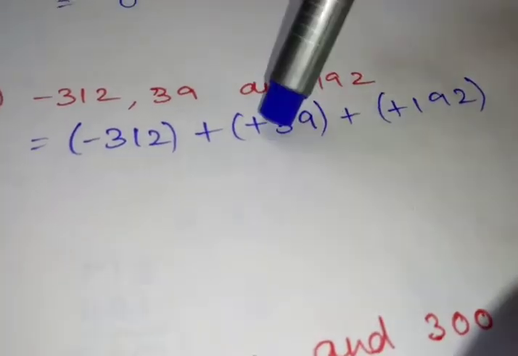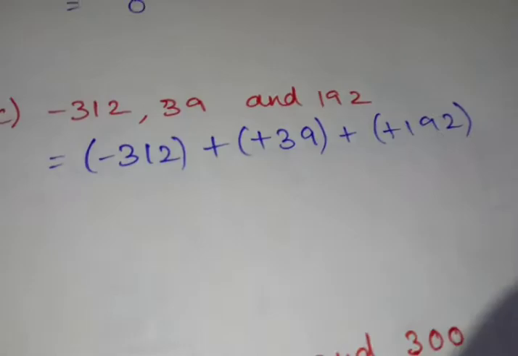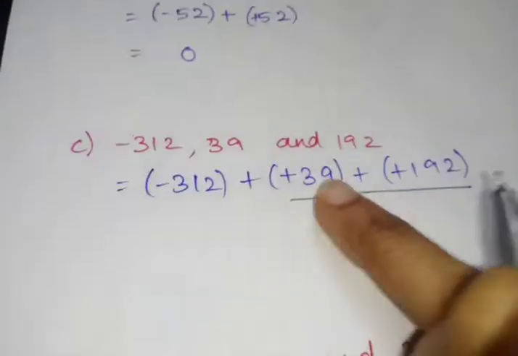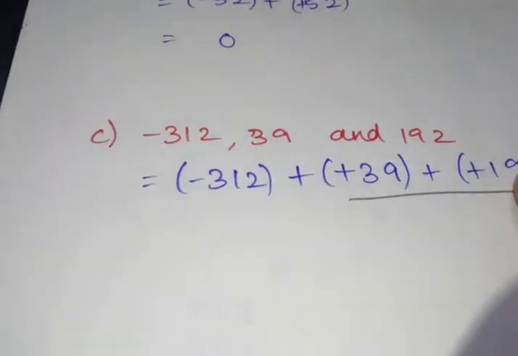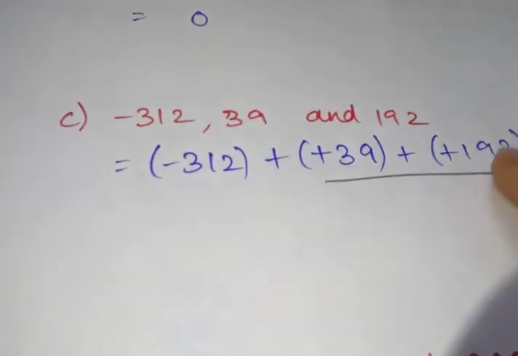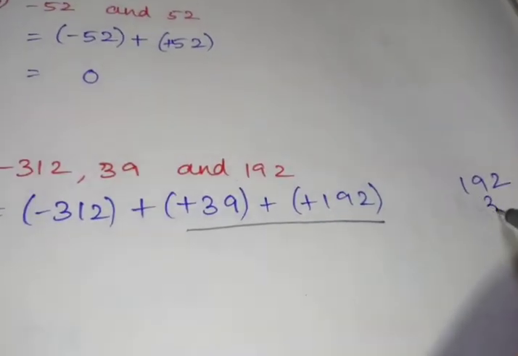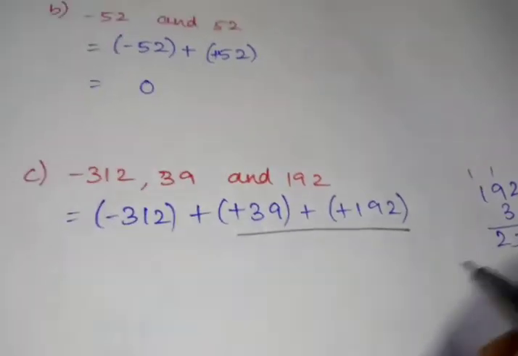Actually, these two have the same sign. So what will you do? Same sign things, we can do first. Okay. So I am going to add these two first. These two have the same sign. So what will you do? You will add it. So 192 plus 39 is 231.